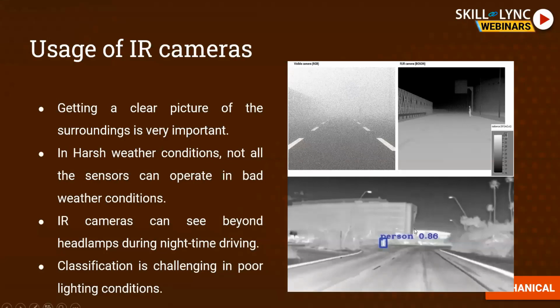So you can see on the bottom right that we have an image from infrared cameras, where it is quite able to detect the object, and 0.86 is the confidence level that your system has that it is a person. So if the confidence level is say 0.34 or 0.2, then your system is not quite sure if it is an object, if it is a person or not.